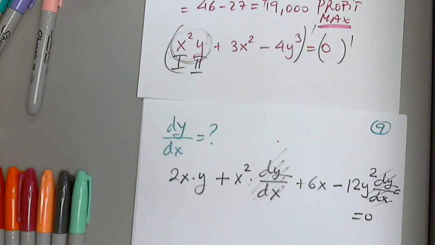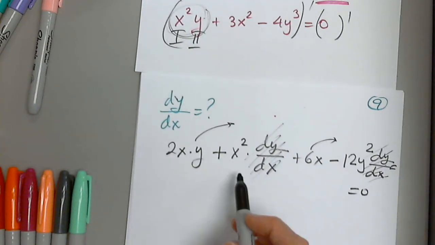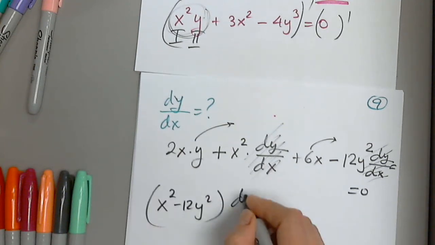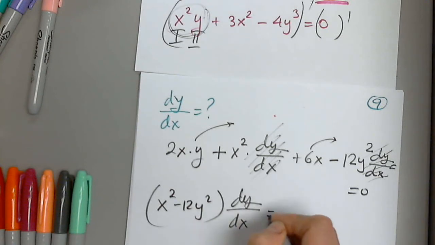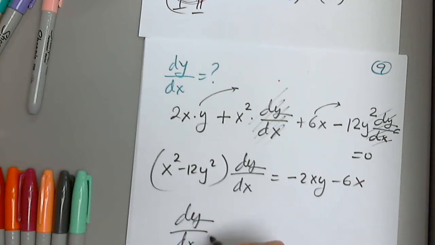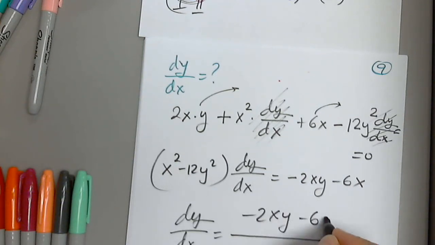So I will keep dy over dx on one side, and I will ship the other two terms to the other side, but I will also factor out: x squared minus 12y squared, dy over dx equals negative 2xy minus 6x. All I have to do is divide by this. So then dy over dx equals this top, negative 2xy minus 6x, over this, x squared minus 12y squared.